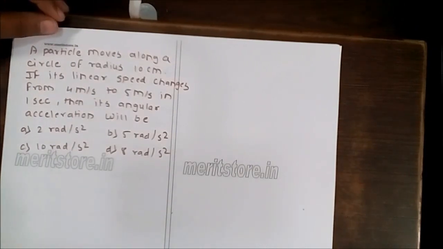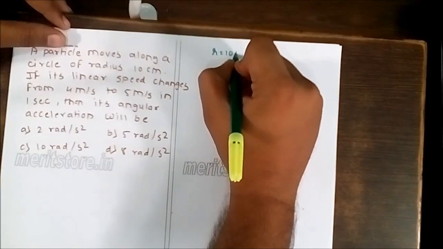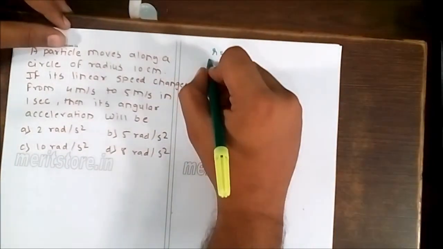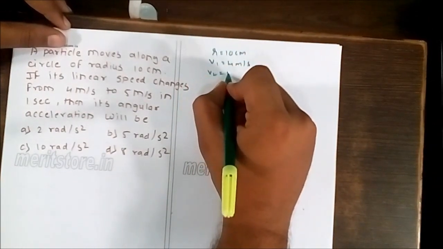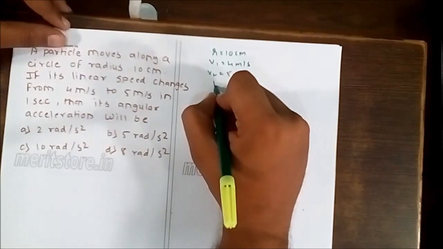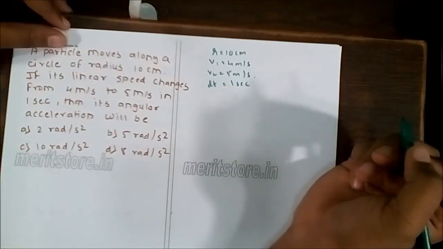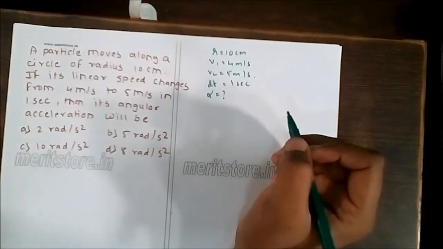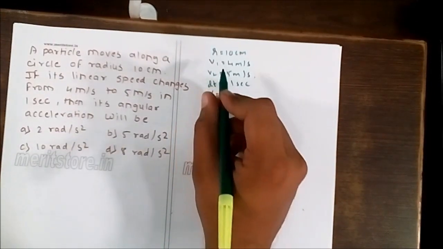A particle moves along a radius of 10 centimeter. Alright, so we have radius as 10 centimeter. If its linear speed changes from 4 meter per second, so v1 is 4 meter per second, v2 is 5 meter per second, in 1 second, I would say it's dt time interval, angular acceleration has been demanded.